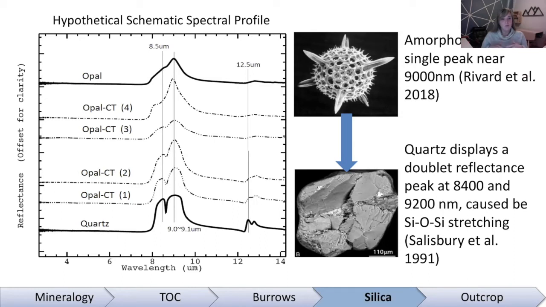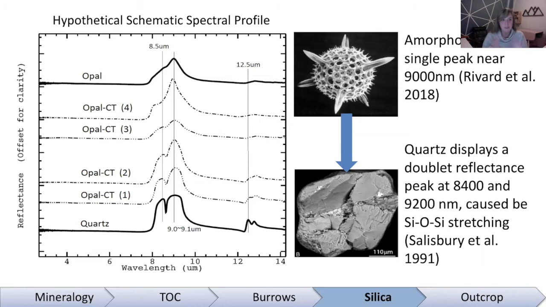And what we've seen through imaging various samples from museums and different labs is that there is a change from the single to the double peak, where we see a shoulder developing around the 8,400 nanometer range that would possibly indicate that you can detect the silica ordering, basically, and the different stages of silica diagenesis using this technique.